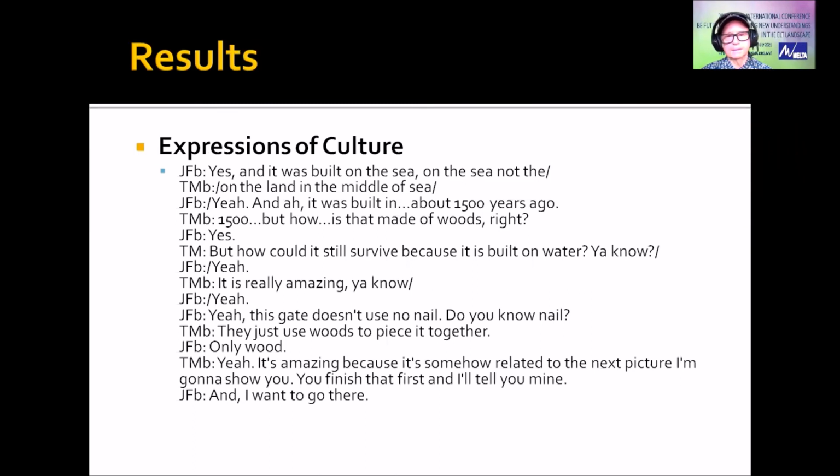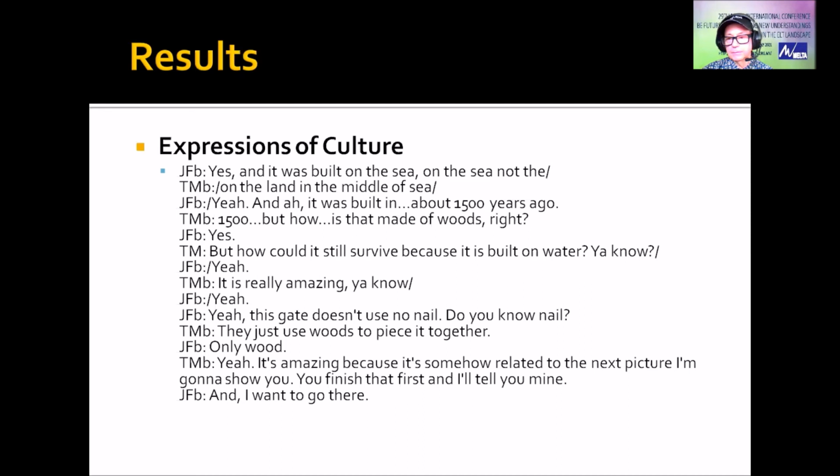The second category to arise that we thought was important was expressions of culture. Here, the Japanese student was talking about the famous Red Gate at Hiroshima and how it's very important to her personally, but also to Japanese society in general because of the way it was made and how long it has been there, and just the sense of, this is really a cultural icon in Japan.